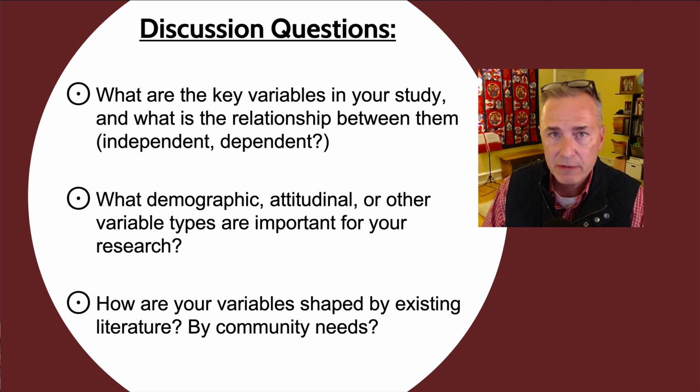What are the demographic, attitudinal, the other types of variables that we talked about? Can you think about the categories of variables that you might have? And where are your variables coming from? What ones can you find in the existing literature that you're reading? Are there ways that your community partners are giving you input about the variables that are most important for them and that they think are essential or desirable to study for your research?